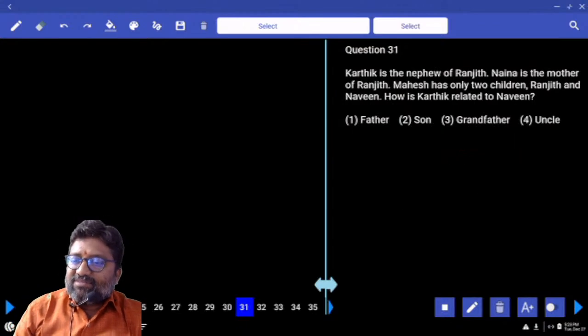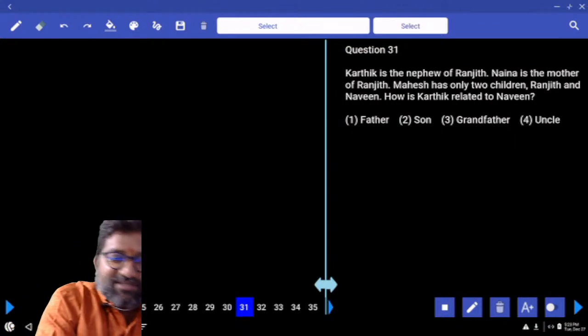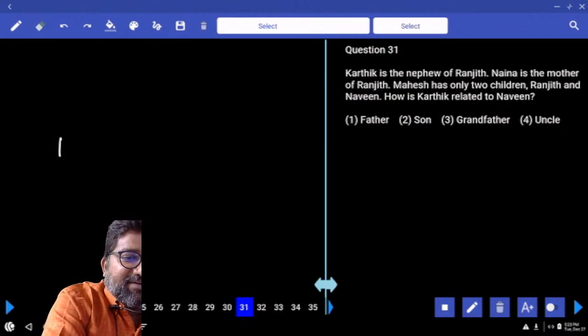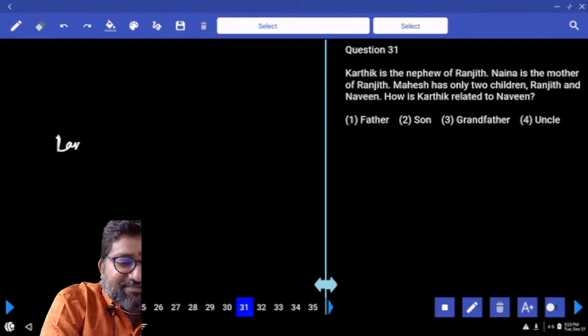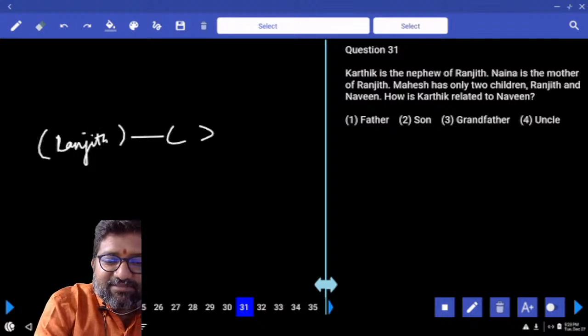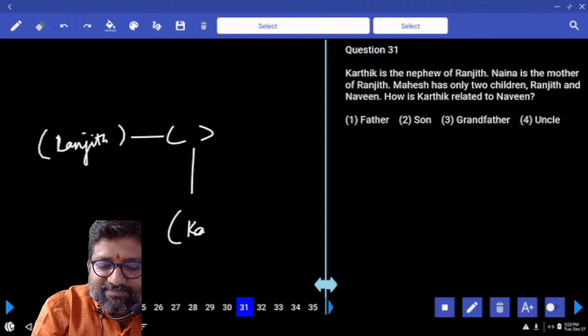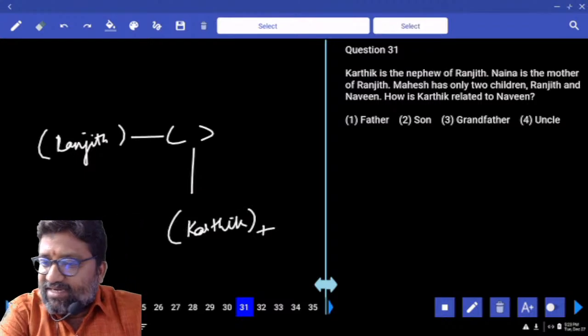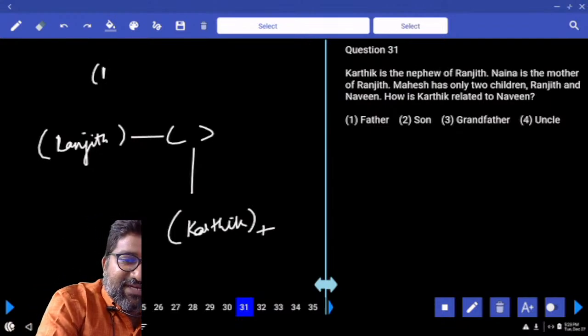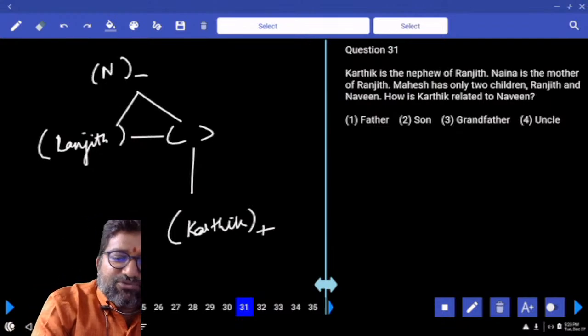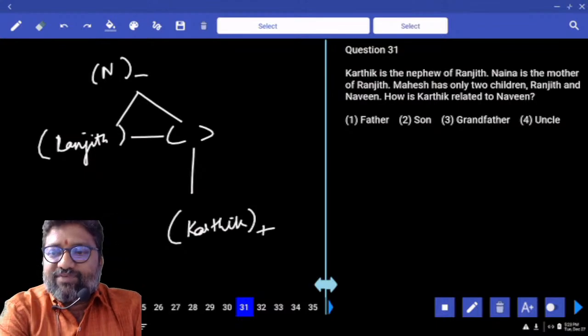31. Karthik is nephew of Ranjit. Now, who is this Karthik? Nephew of Ranjit. I can clearly say this Karthik is Ranjit's sibling's son because he is nephew. And then he says, Naina is the mother of Ranjit. When Naina is the mother of Ranjit, she is also mother to the other one, the sibling of Ranjit.